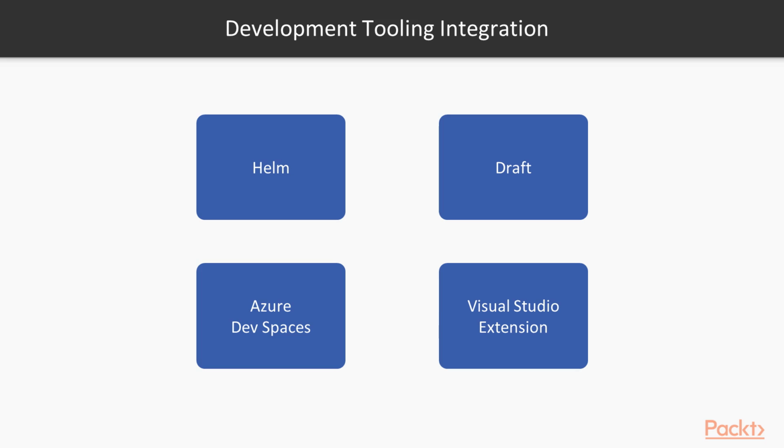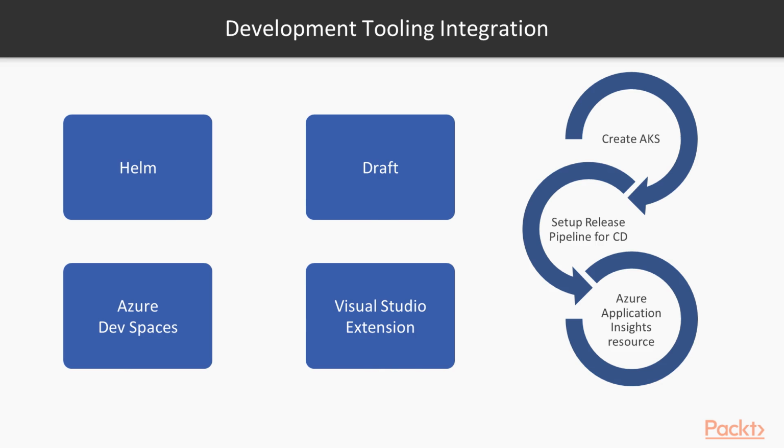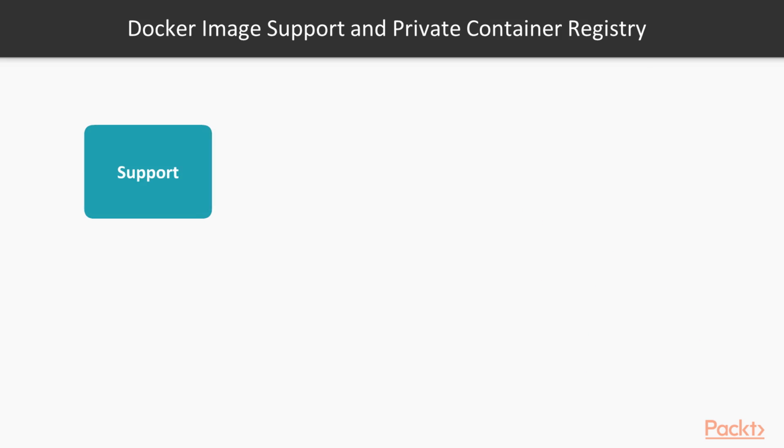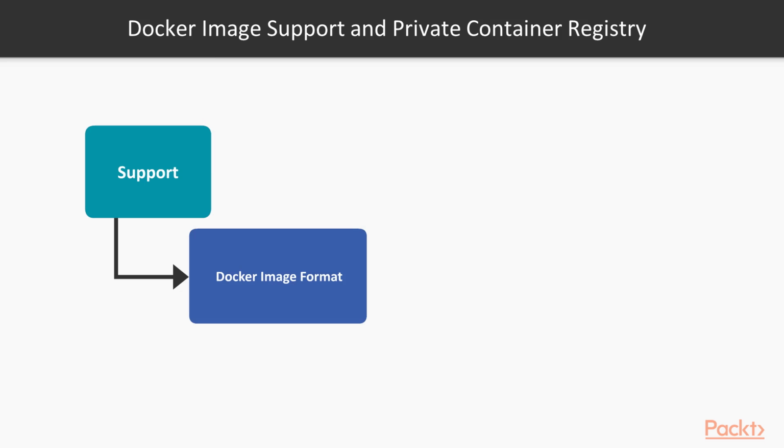The Azure DevOps project provides a simple solution for bringing existing code and Git repository into Azure. The DevOps project automatically creates Azure resources, such as AKS, a release pipeline in Azure DevOps Services that includes a build pipeline for continuous integration, sets up a release pipeline for continuous deployment, and then creates an Azure Application Insights resource for monitoring.